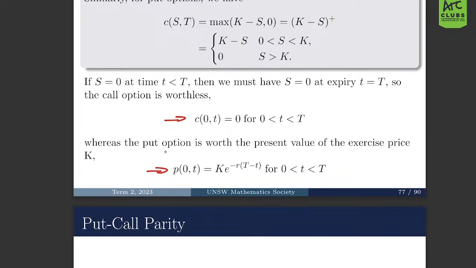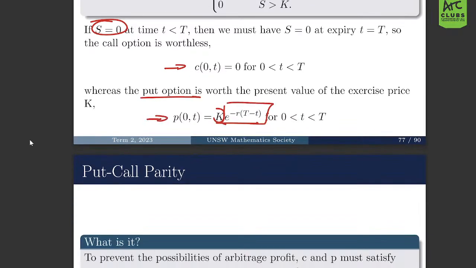And same thing with the put option, where you can sell it if it's worth 0. So if S is equal to 0, then that means you want to sell it because now you're making more money. And the price that you want to sell it for is just going to be the present value of the exercise price, K. So K is the exercise price, and the present value is really just calculated by this exponential function over here. And that's what you have for the put option when the asset price is equal to 0. So hopefully that makes sense.